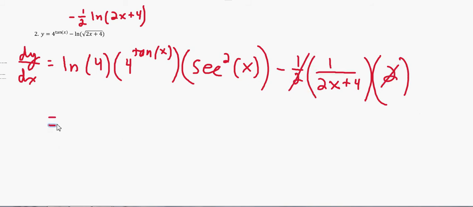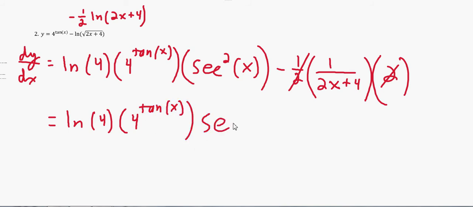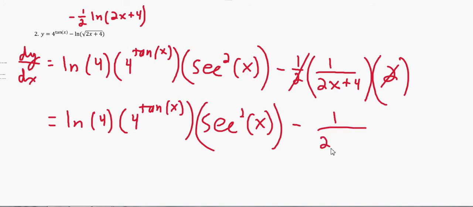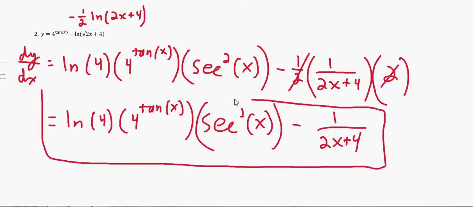So our final answer is the ln of 4 times 4 to the tangent x, I'm sorry, times secant squared of x, minus 1 over 2x plus 4. Alright. We can box them off if it makes you feel better. Might as well. There you go.